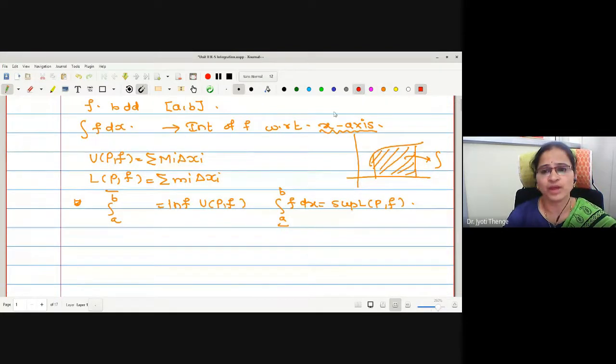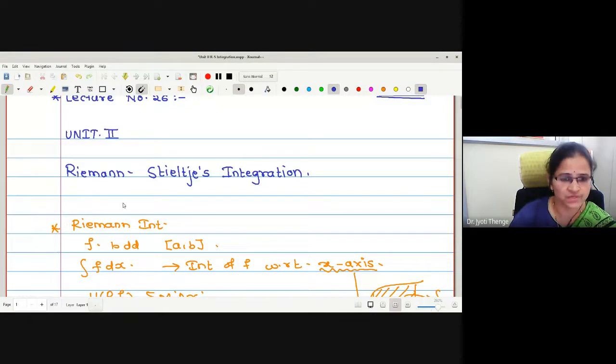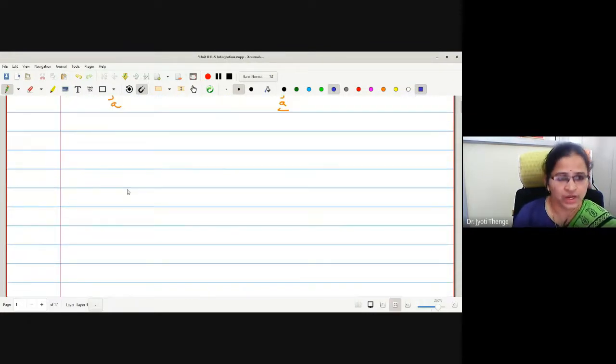Now, what did the pair of mathematicians think of? Here we can see the names, Riemann and Stieltjes. The introduction of the mathematician Bernhard Riemann we have seen in the first unit itself. Now, let me write the full name of the mathematician Stieltjes. The full name is Thomas Jonas Stieltjes.